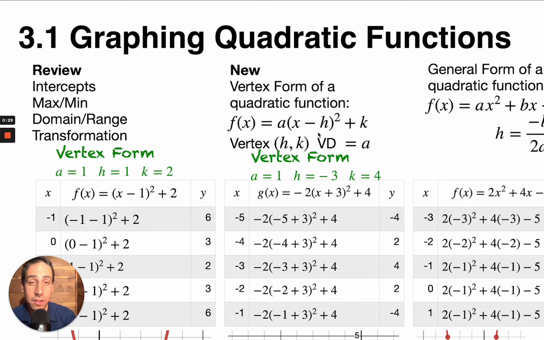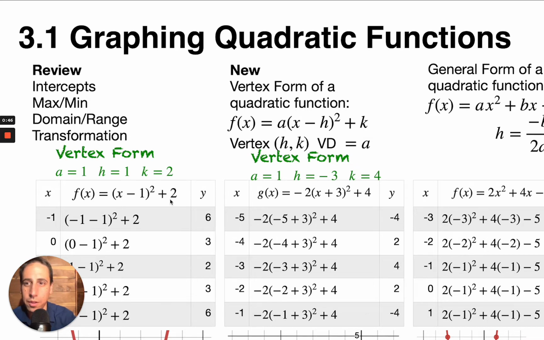It would look like this. You can take any quadratic function you want and turn it into this format. And the great thing about this is that you can immediately read the h comma k. You can find the vertex very quickly. That's why it's called vertex form. And you can also see that the vertical dilation is a.